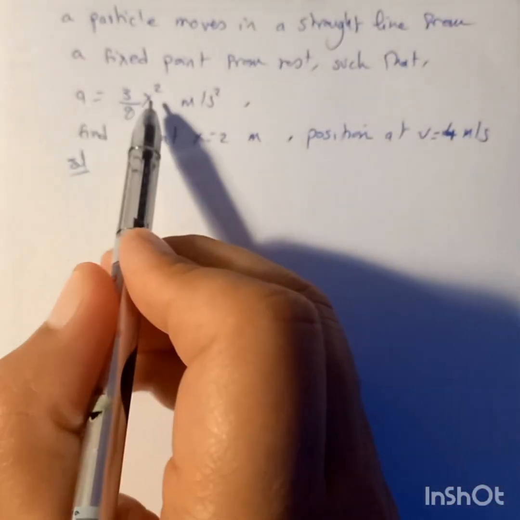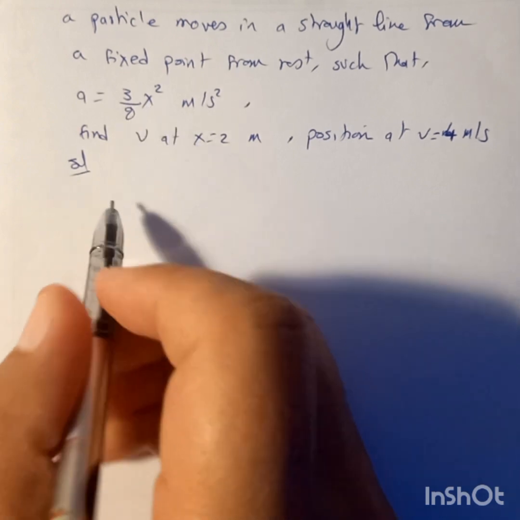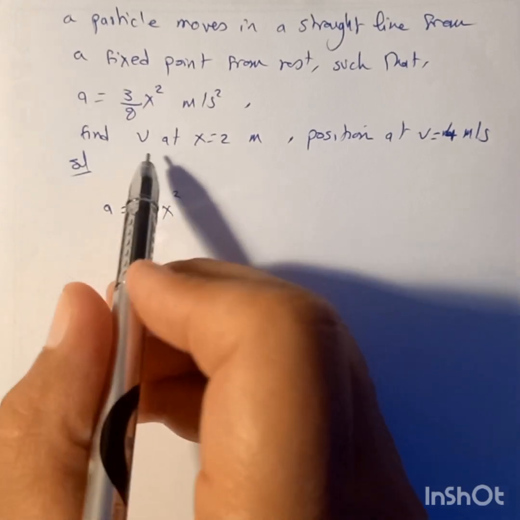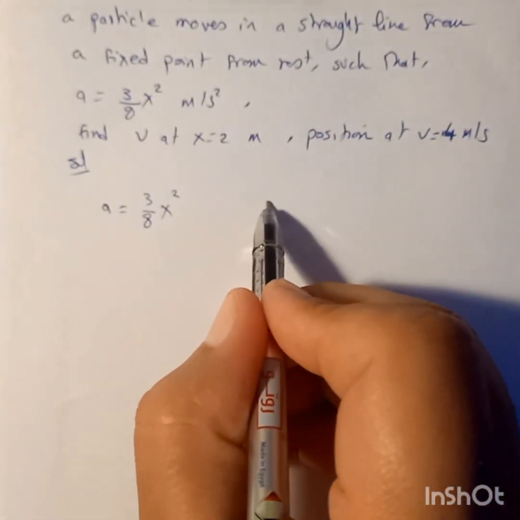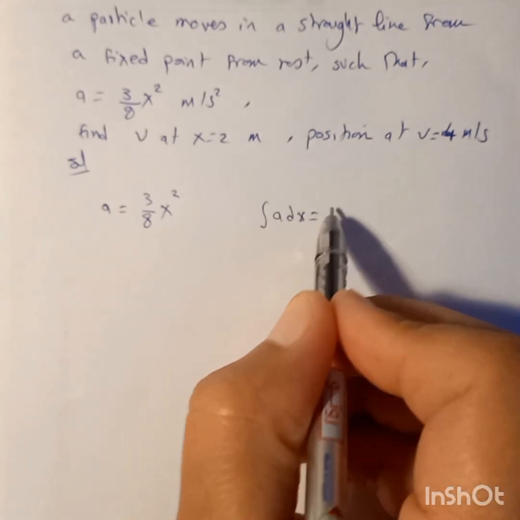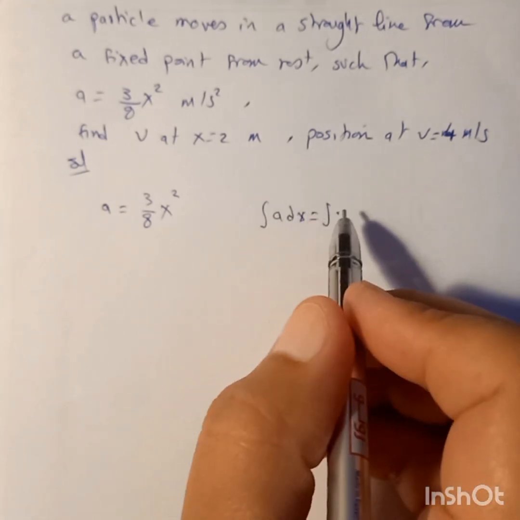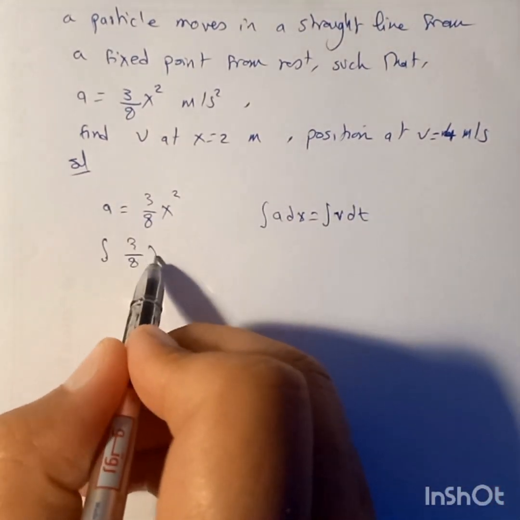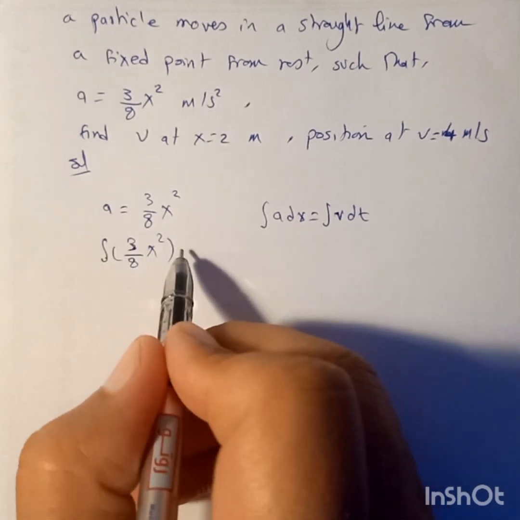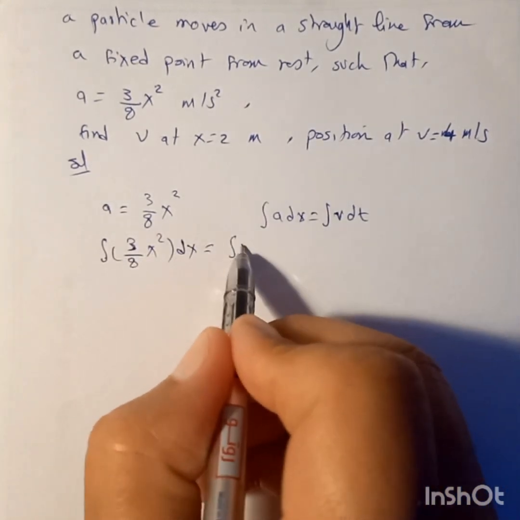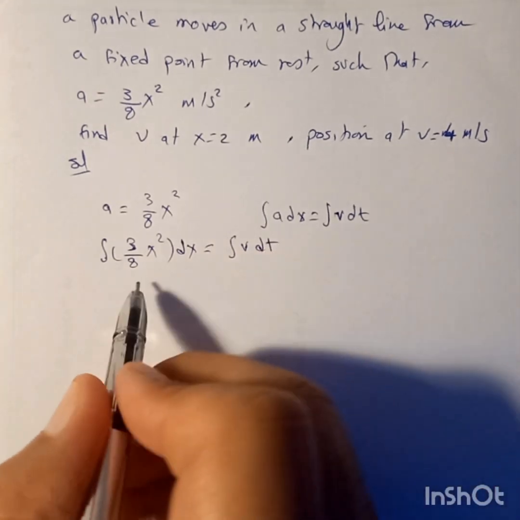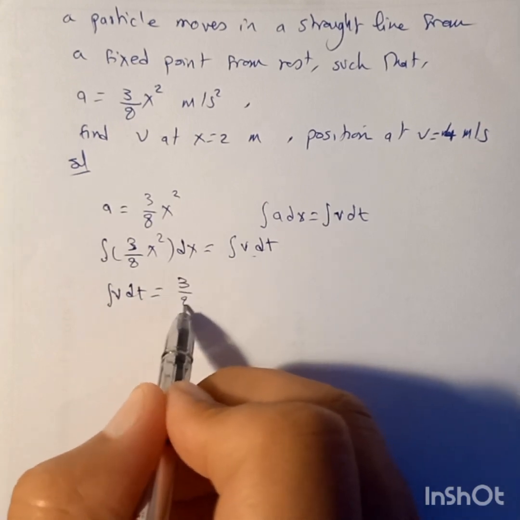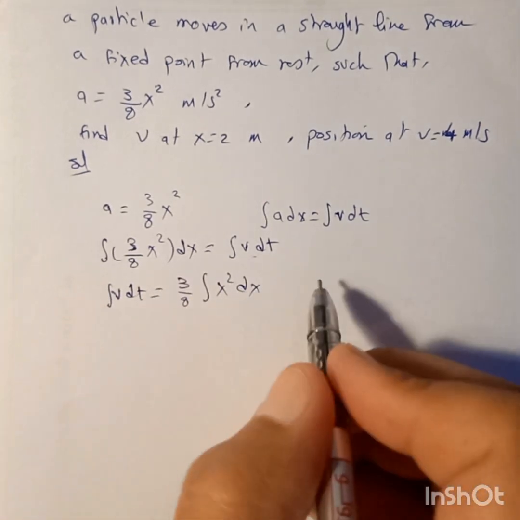Okay, here we have acceleration as a function of x: a equals 3 over 8 x squared. To find v, we have a relation here: integral of a dx equals integral of v dt. Then integral of 3 over 8 x squared dx equals integral of v dt, so we have 3 over 8 integral x squared dx.